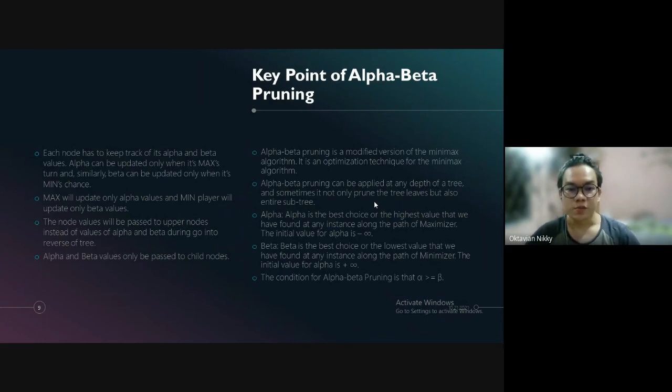Alpha beta pruning is a modified version of the minimax algorithm. It is an optimization technique for the minimax algorithm. Alpha beta pruning can be applied at any depth of the tree, and sometimes it prunes not only the tree leaves but also entire subtrees. Alpha is the best choice or the highest value that we have found at any instance along the path of the maximizer. The initial value for alpha is minus infinity. Beta is the best choice or the lowest value that we have found at any instance along the path of the minimizer. The initial value for beta is plus infinity. The condition for alpha beta pruning is that alpha is greater than or equal to beta.